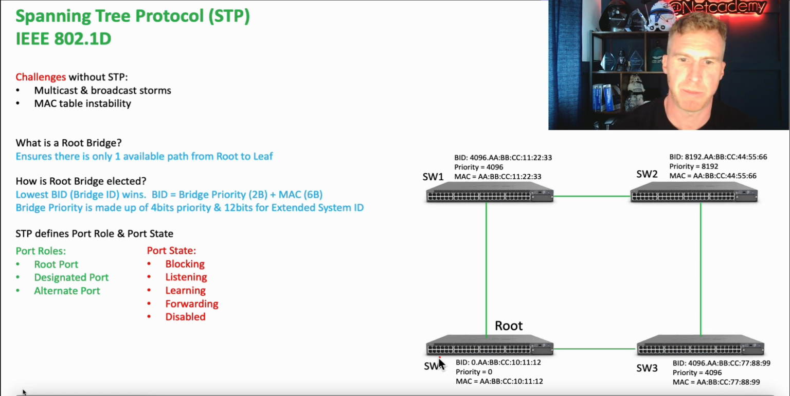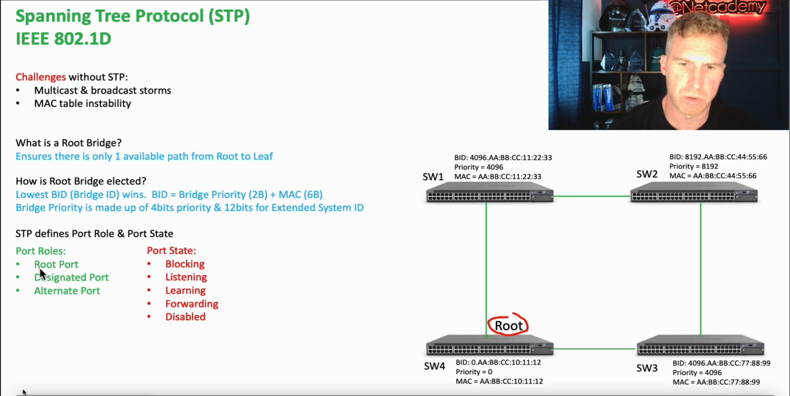The second step is really defining the port roles and the port states. So under port roles, I'm not wasting any time here, you can see the 3 different types of port roles and the 5 different types of port states. And obviously I will go through these one at a time. So we've got our root bridge here, and SW1, SW2, SW3 are going to be non-root bridges. They're going to be designated switches, however you want to think of them.